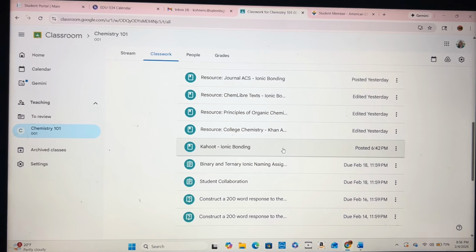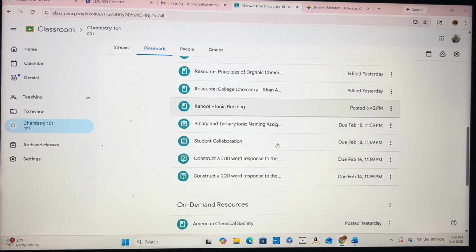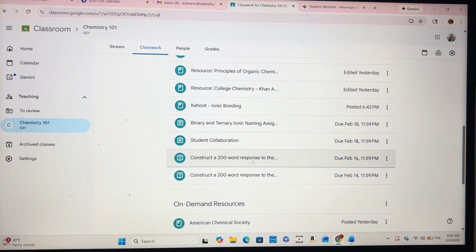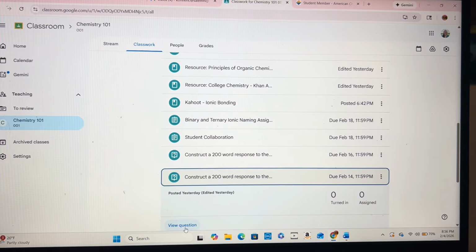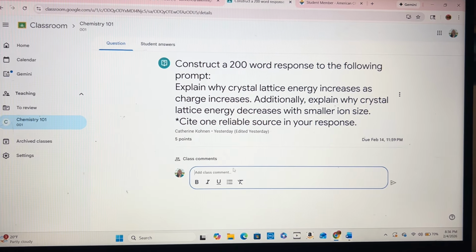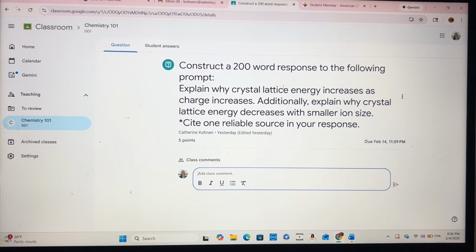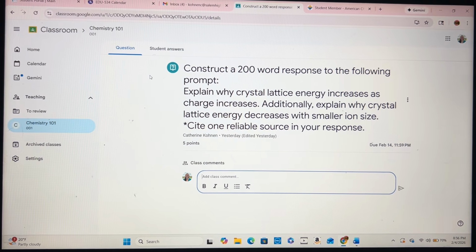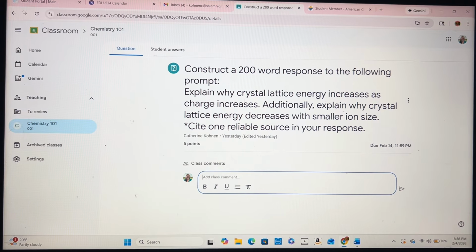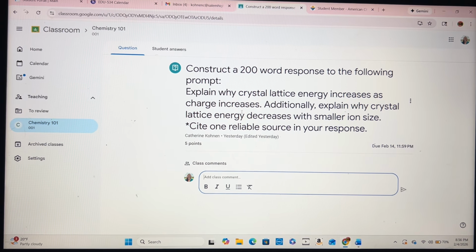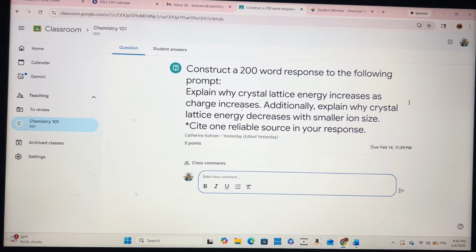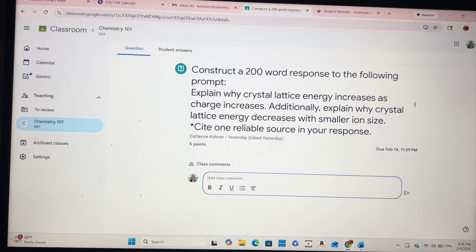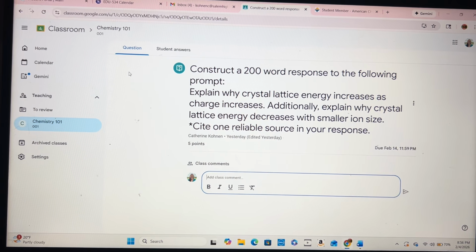Then when we get into the week 1 resources, week 1 is on ionic bonding. Inside week 1, there are prompts waiting for classroom responses by the students, similar to the way that we do things at GCU. This one is to explain why crystal lattice energy increases as the charge of the ions increases. Additionally, explain why crystal lattice energy decreases with larger ion size.